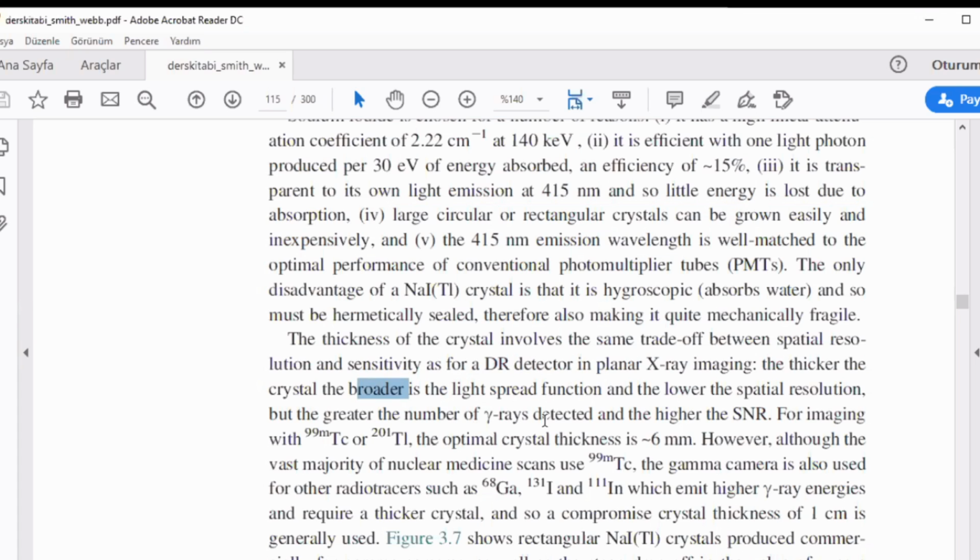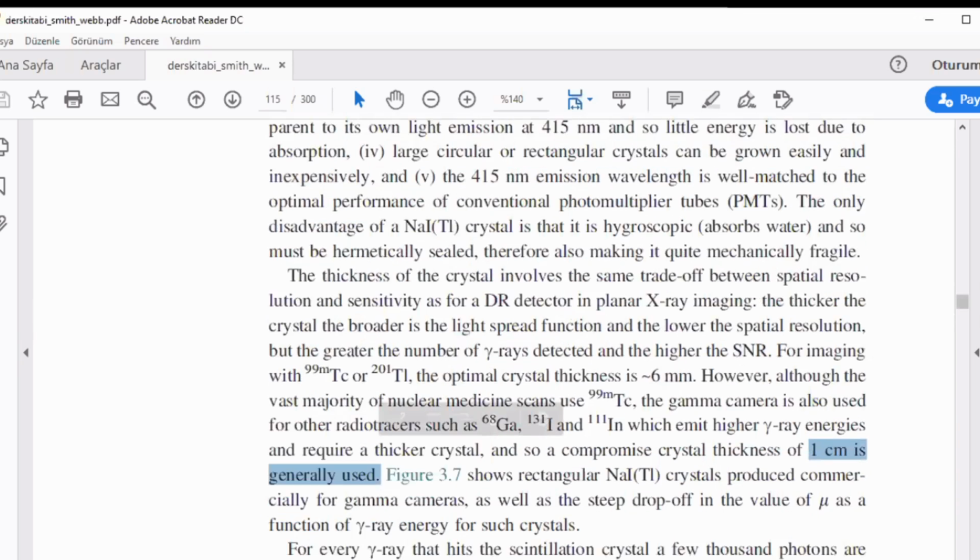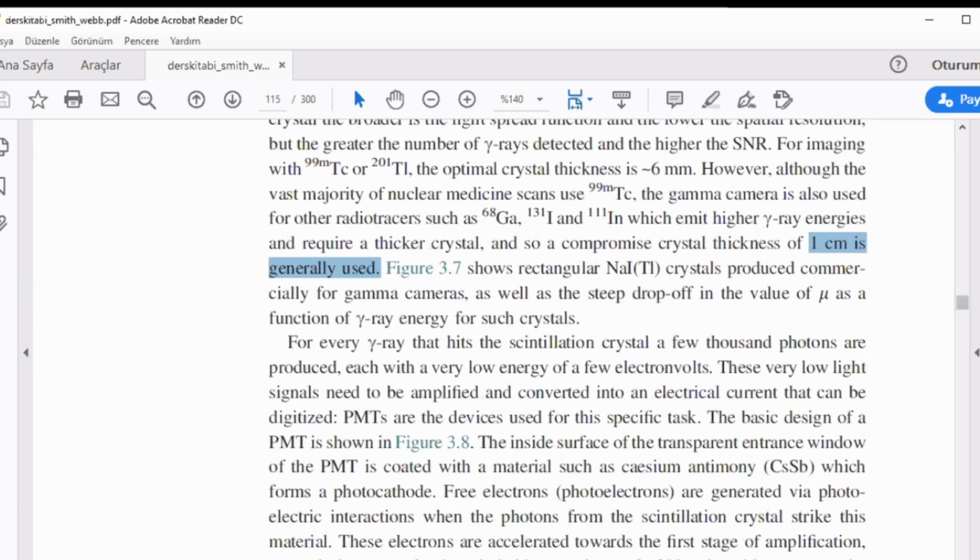But the greater the number of X-ray detections, the higher the SNR. So you have to be thin for sharpness, and you have to be thick for detection efficiency. There's a trade-off. For imaging, the optimal thickness is around 6 millimeters. However, although most scans use technetium-99m radiotracer, etc., usually 1 centimeter is generally used. So between 6 millimeters and 10 millimeters is the optimal choice.